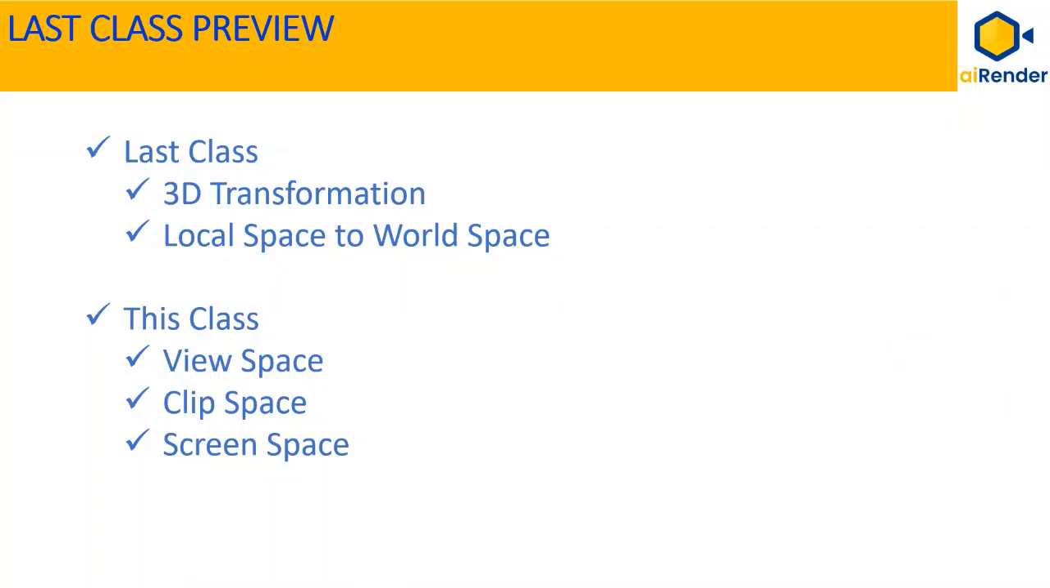In the last class, we talked about 3D transformation and moving from local space to world space. In this class, we are going to talk about view space, clip space, and screen space.